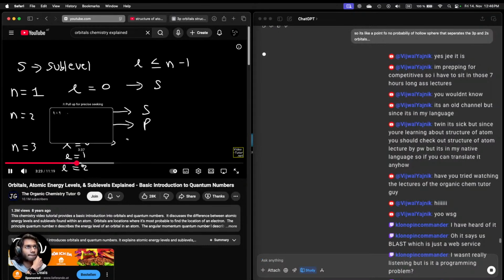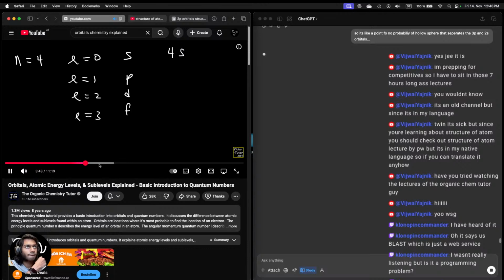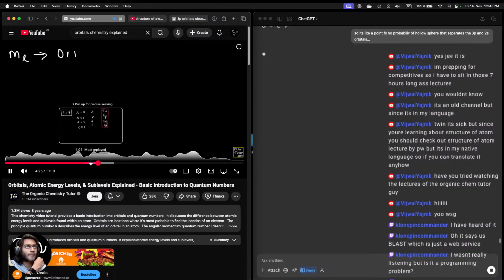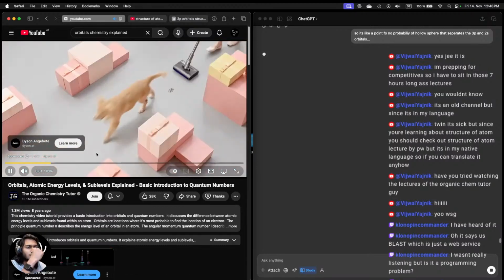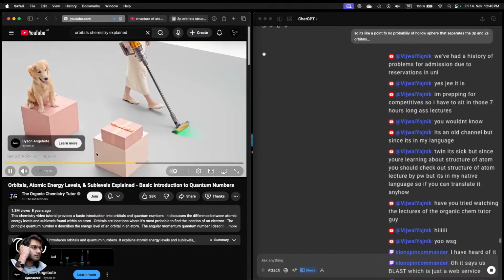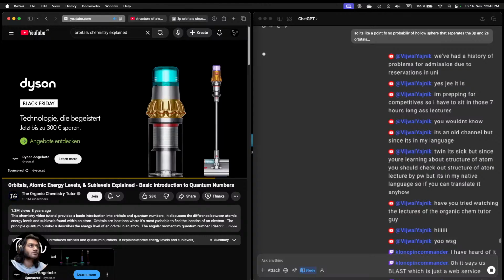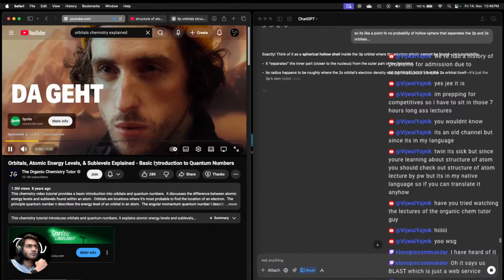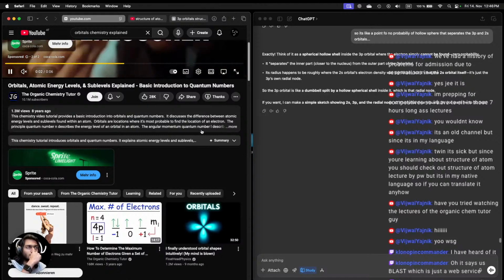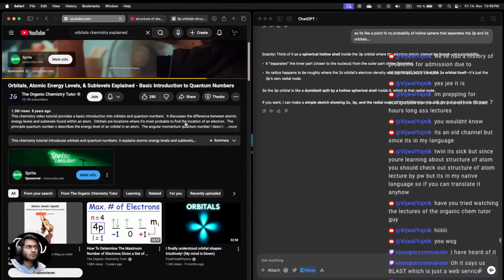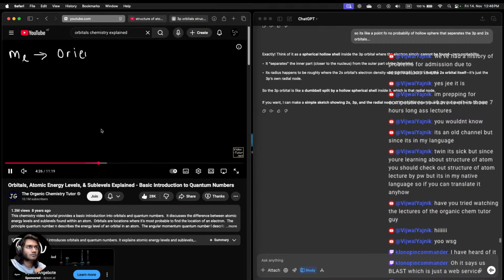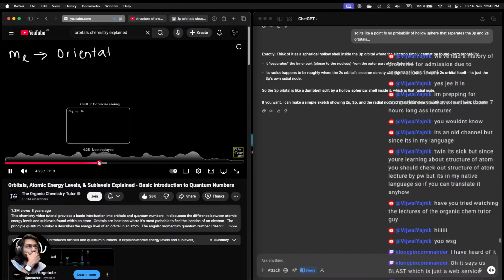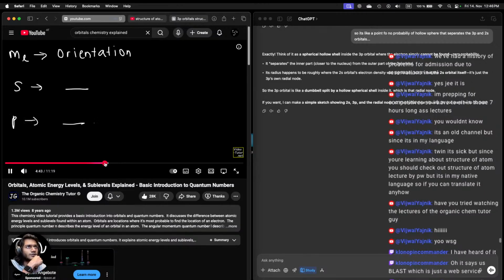So the third level can have the 3s, 3p, and 3d sublevels, and in the fourth level the 4s sublevel, the 4p sublevel. The magnetic quantum number ml describes the orientation of the orbital relative to the others. That's orientation.